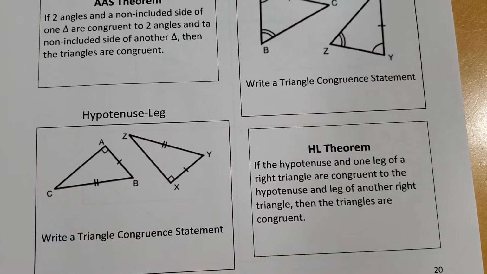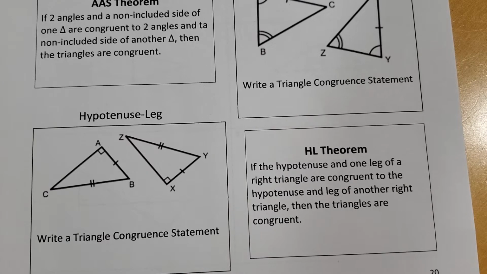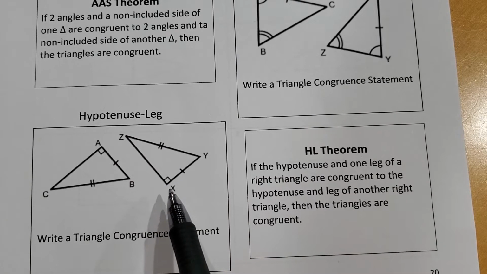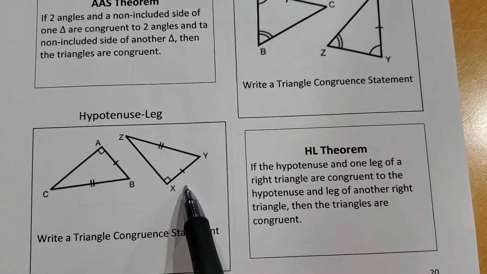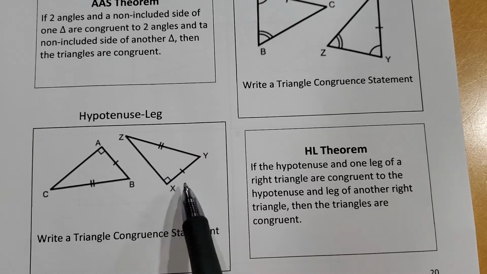And then finally, hypotenuse leg is our last one, and it can only be used in right triangles because only right triangles have hypotenuses. So make sure you know it's a right triangle, but just because it's a right triangle doesn't mean you would use hypotenuse leg. Because if I had both legs, I could just use side, angle, side. So be careful with that. Those are the 5 ways.